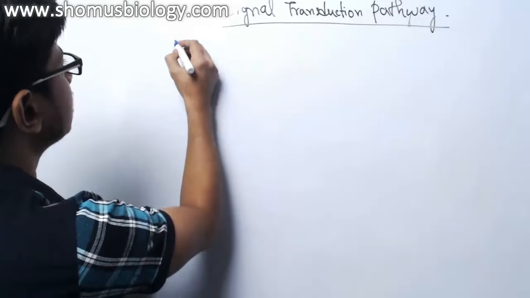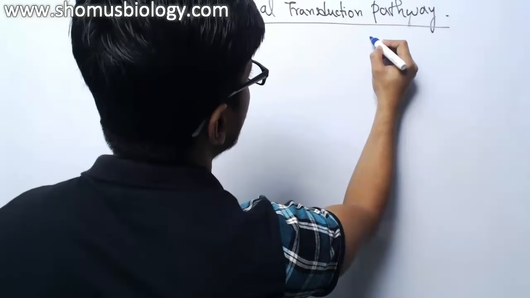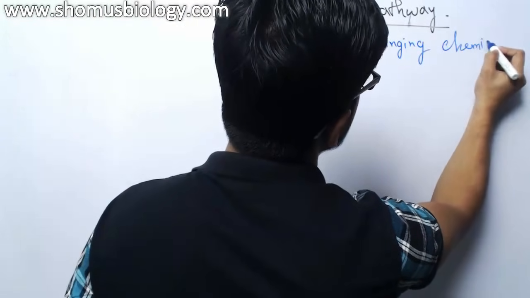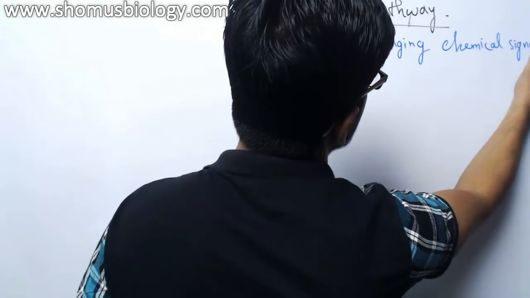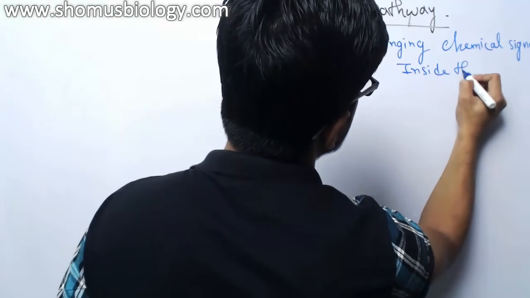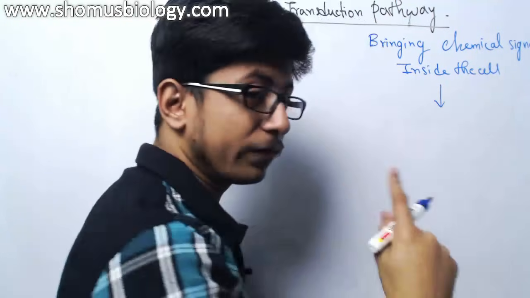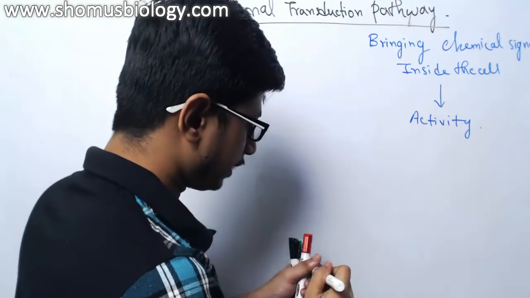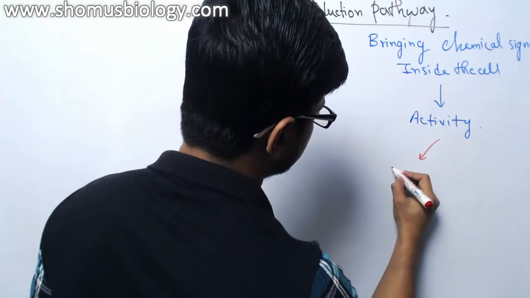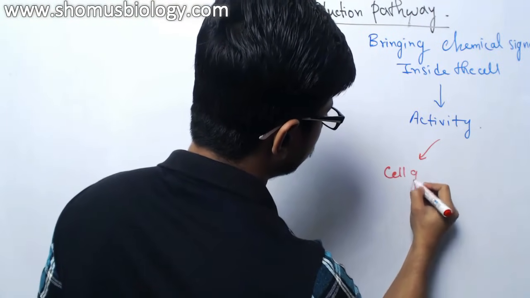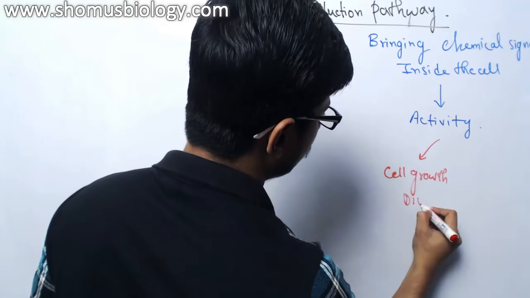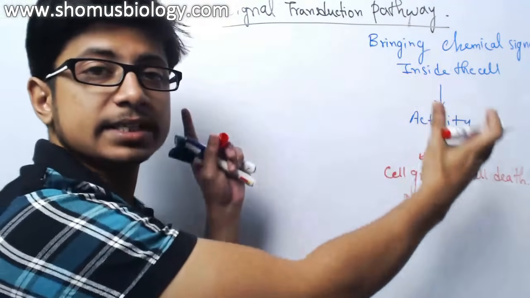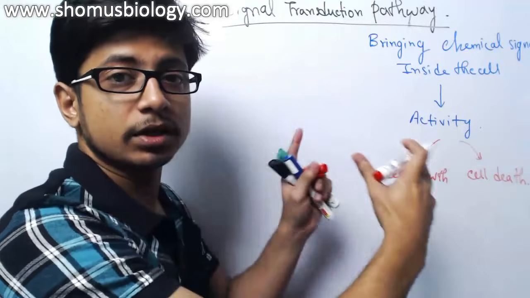So in a simple form, I can say, in this signal transduction pathway, we are talking about bringing a chemical signal inside the cell that ultimately reflects in some sort of activity. And I told you there are two types of activity possible. Either it is the activity of cell growth and division, or the activity of cell death. This, in a sense, is a broad aspect of the signal transduction pathway.